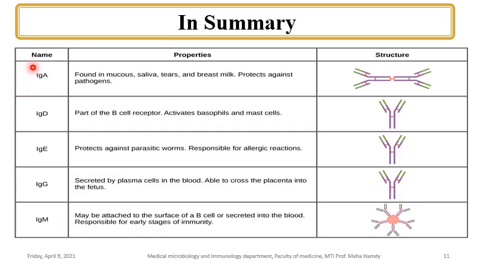يبقى in summary ال IgA is found secretory في الميوكس، في السلايفا، في التيرز، في البريست ميلك and protects against الباثوجين mainly related للميوكس membrane. ال IgD monomeric موجود surface receptor على ال B lymphocyte and it might activate ال basophil and mast cell. IgE مسؤول عن ال protection against البارازايت ومسؤول عن ال allergic reaction.